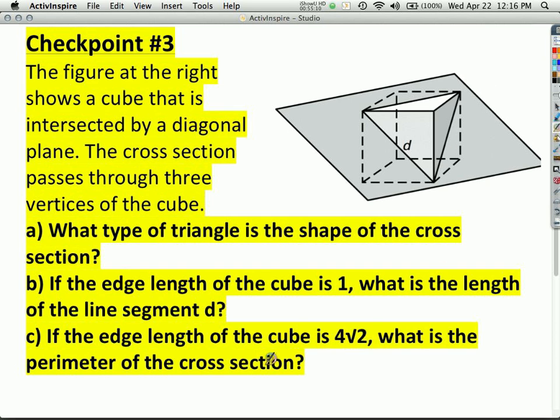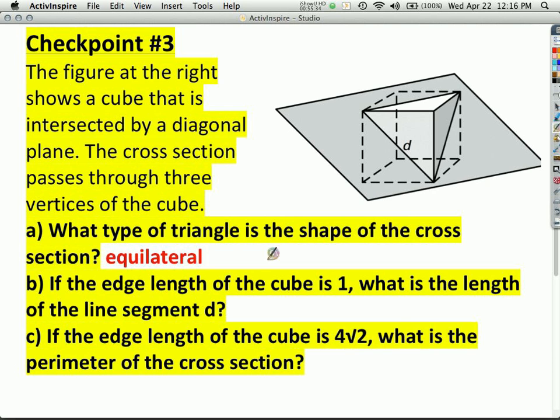All right, we are back together as a whole group. So we'll start question by question. Part A. What type of triangle is the cross section? I got student 13 and 17. Student 17. It is an equilateral triangle. Nicely done.